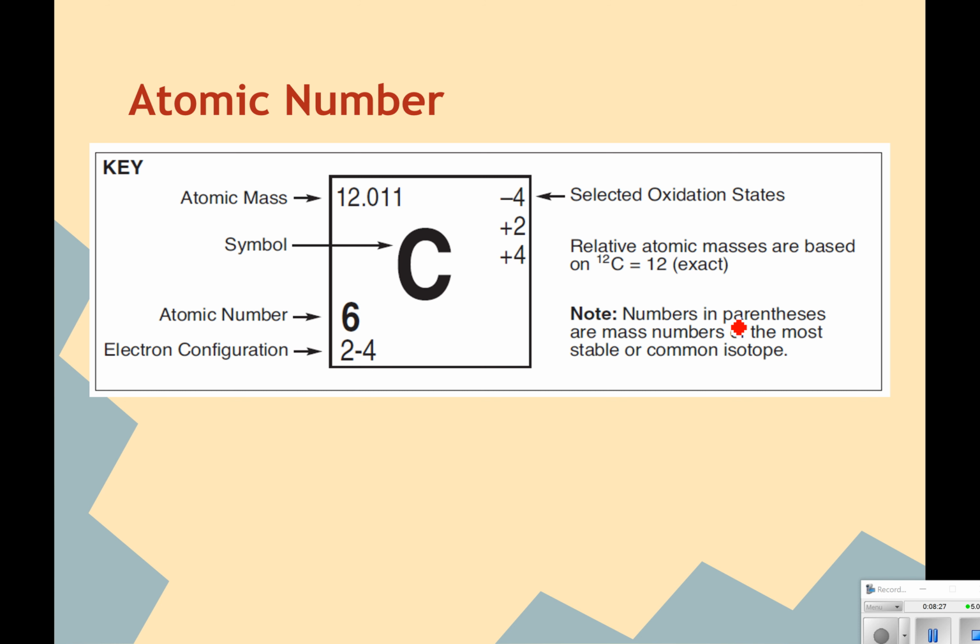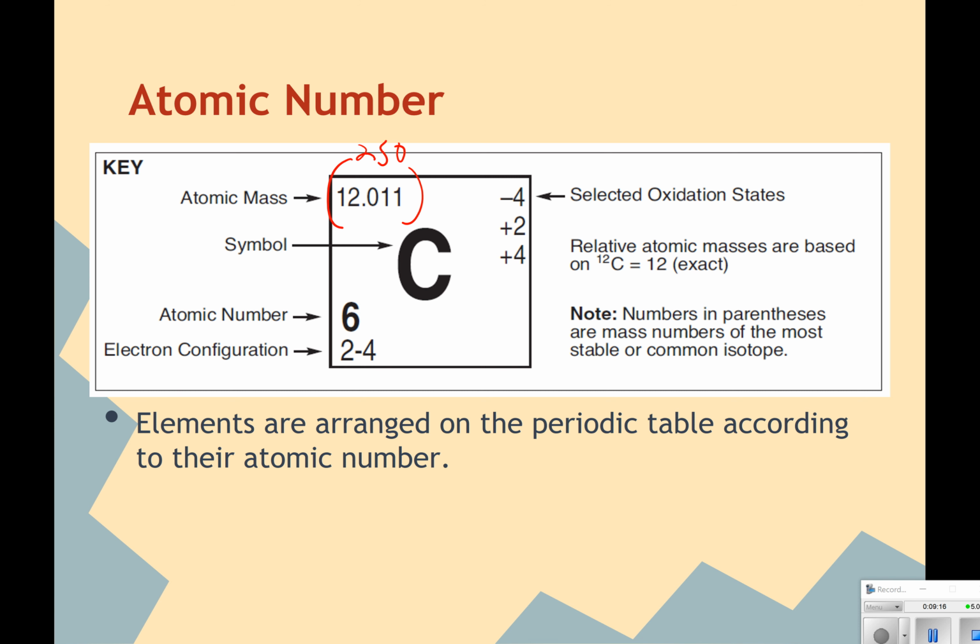Now the note here: numbers in parentheses are mass numbers of the most stable or common isotope, and you'll see that on your tables that you sometimes have parentheses around the atomic mass. It's going to be a whole number, maybe something like 250, and that's going to be the mass number of a most stable or common isotope, because all of the ones that are in parentheses are considered unstable and have no naturally occurring stable isotopes. We'll get into this relative atomic mass shortly, but this is a good spot to reference any information as you need it on your reference table.